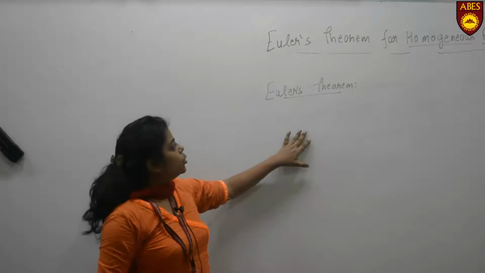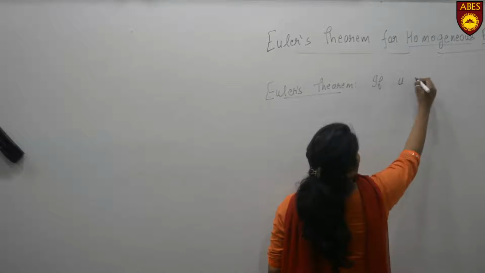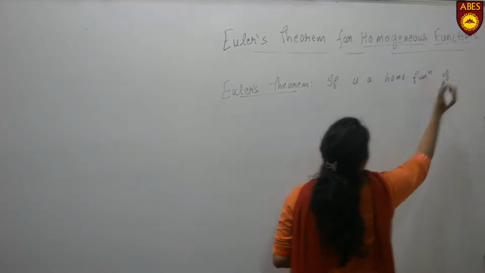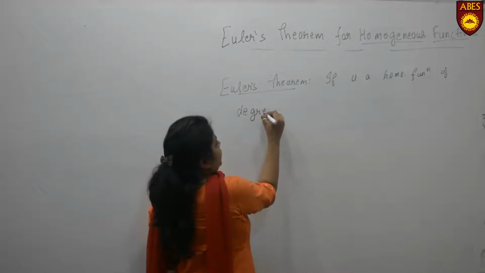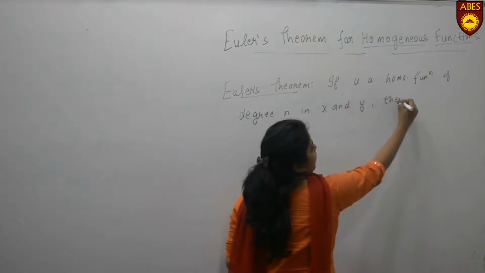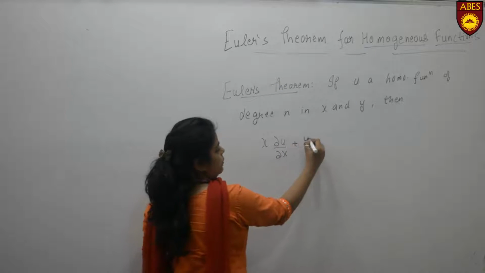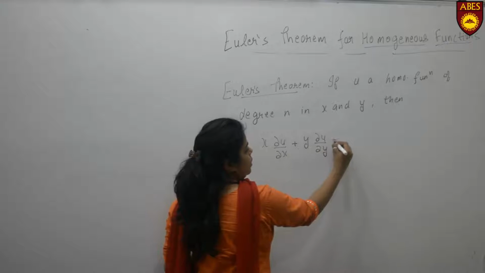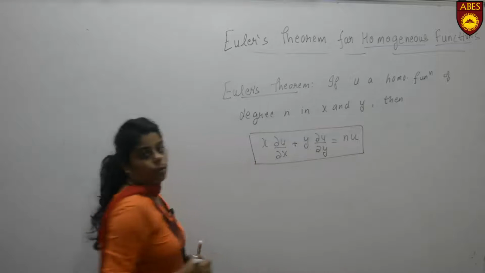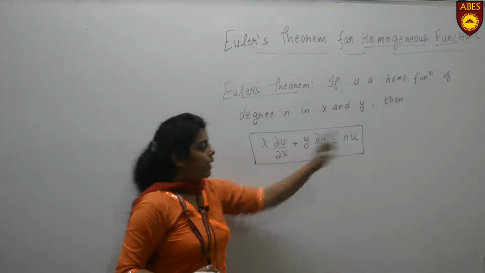Since now we are familiar with homogeneous functions, we can discuss Euler's theorem. If u is a homogeneous function of degree n in x and y, then x del u by del x plus y del u by del y equals nu. This equation holds, where n is the degree of the homogeneous function and u is the function of x and y.